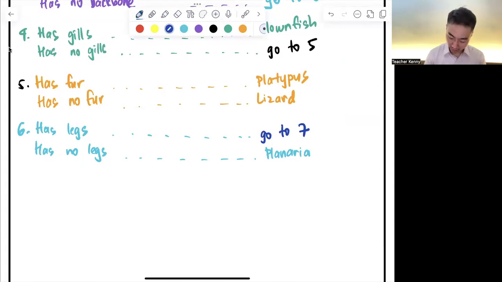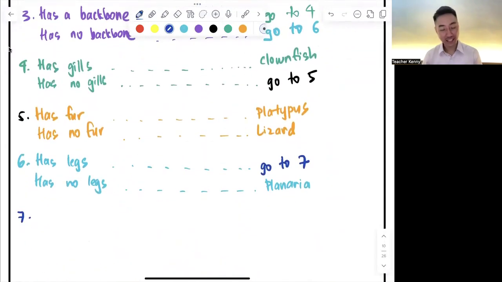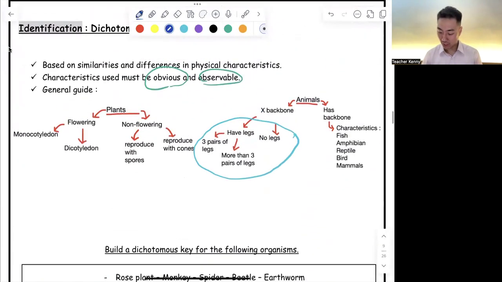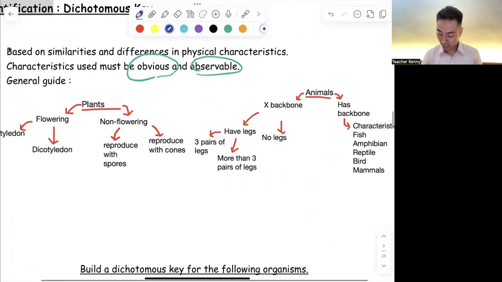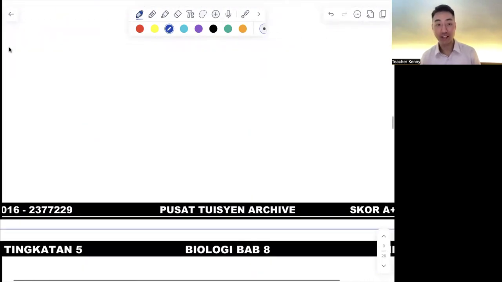Next up, we have number 7. Ant and butterfly. So we go over here, okay, have legs, ant and butterfly. Ant and butterflies usually have legs, we can split them into 3 pairs of legs. That means 6 legs, insects, and more than 3 pairs. But how? Because ant and butterfly both have 3 pairs of legs. So you have to think a bit lah. So think a bit. Has wings, exactly.